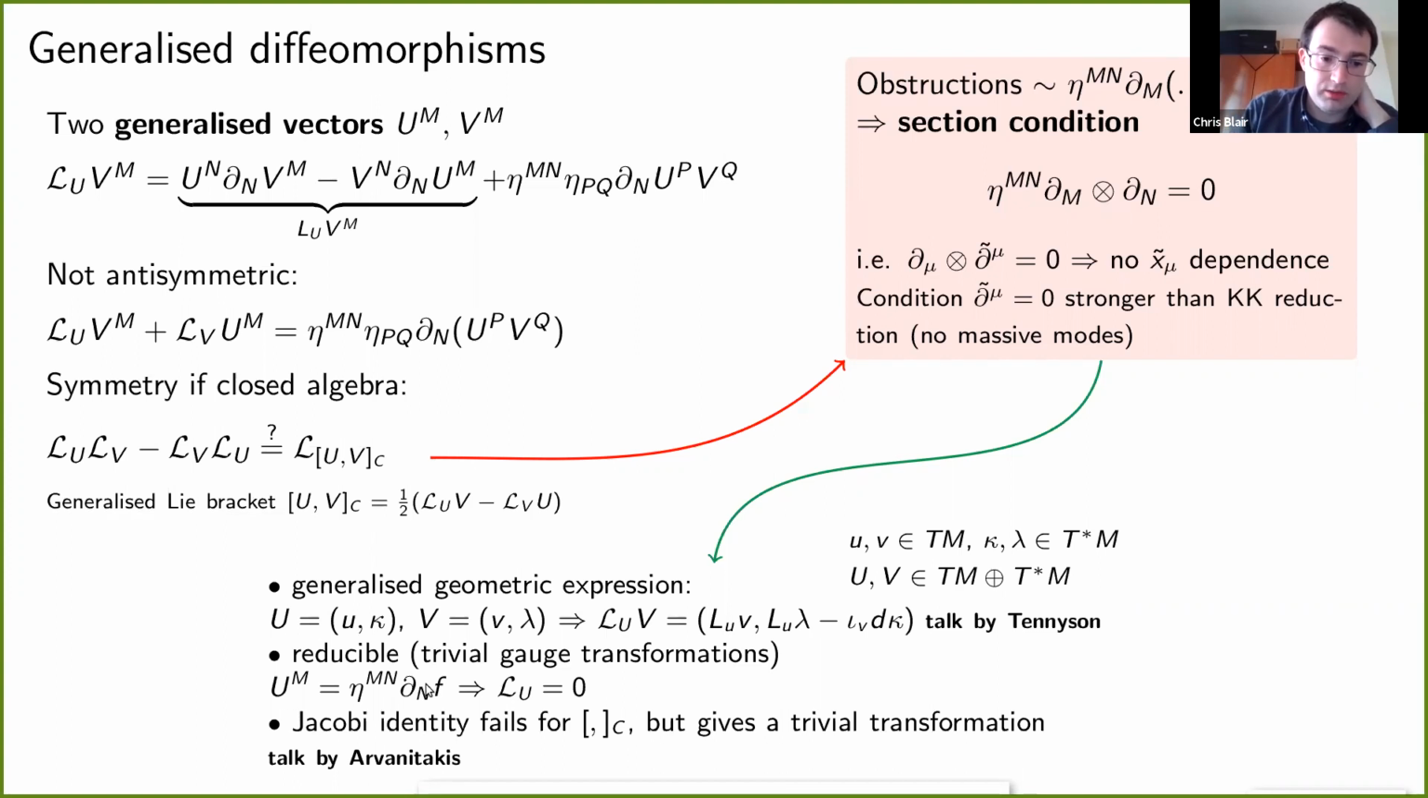There's a reducibility present. This reducibility is also useful because, for instance, this generalized Lie bracket doesn't obey the Jacobi identity. But the failure of the Jacobi identity is just a transformation of this type that will be trivial acting on any fields, so it doesn't cause any problems. And this sort of reducibility is, I think, going to be the crucial starting point for what Alex will be talking about tomorrow.